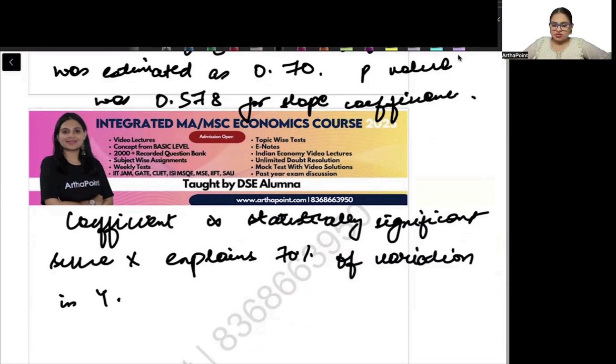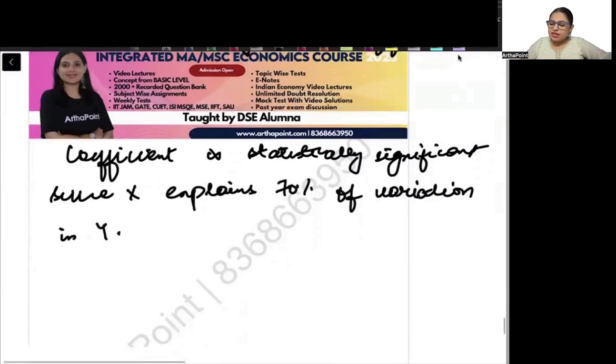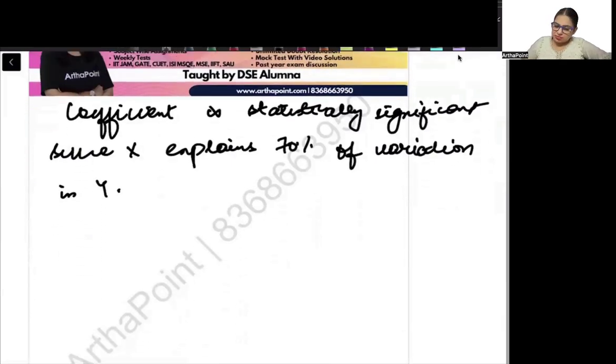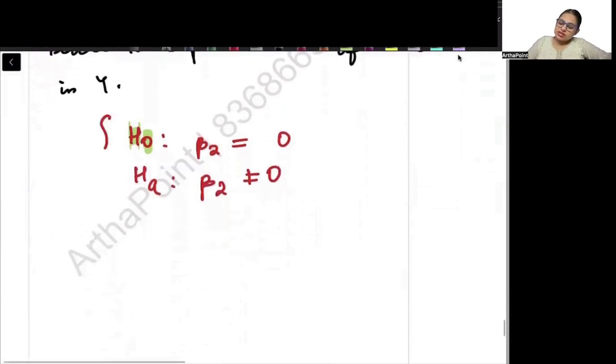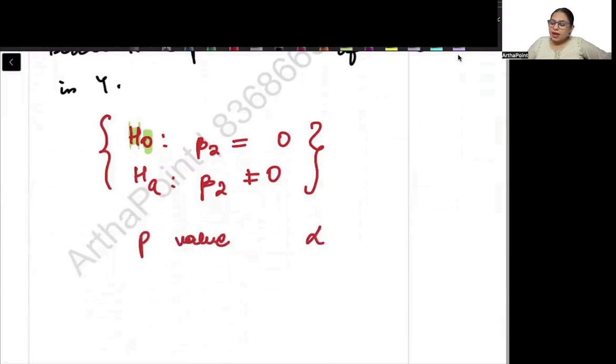Now try to understand this thing. Significance is tested by p-value. We say that my null hypothesis is that this beta 2 is 0 and my alternative hypothesis is that beta 2 is not equal to 0, right? Now to test the significance, we compare the p-value with the alpha value. And if my p-value is less than or equal to the alpha value, only then we say that it is statistically significant.